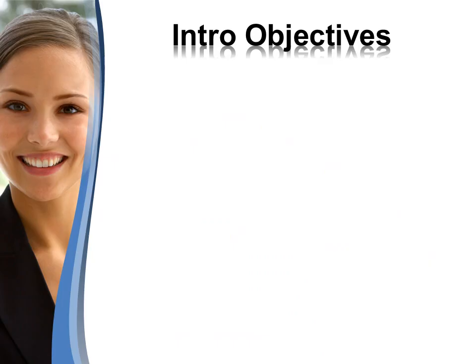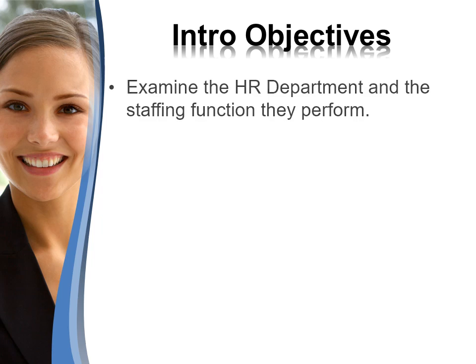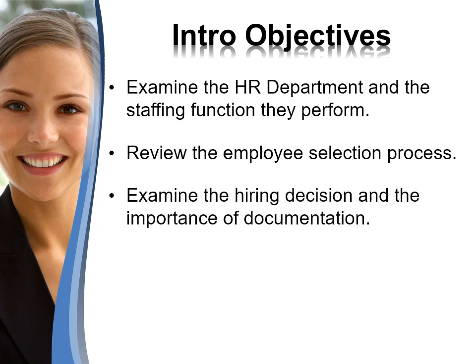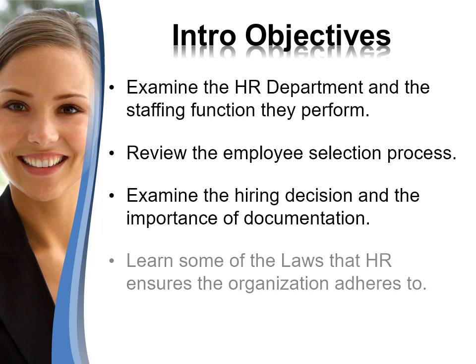So, our first intro chapter here objectives are we want to examine the HR department and the staffing function that they perform. We're going to look at the employee selection process. We're going to examine the hiring decision and the importance of documentation. And we're going to learn some of the laws that HR ensures the organization adheres to, such as the EEO and the safety ones, OSHA.